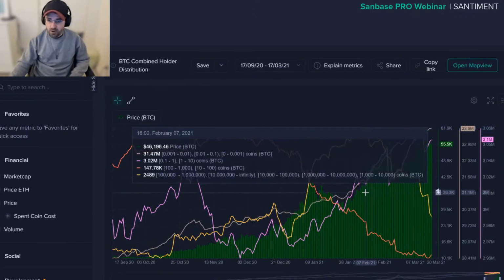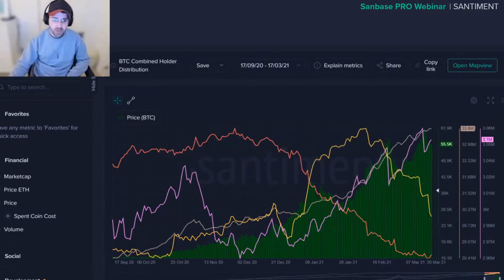The 1,000 or more addresses were at a peak of about 2476-ish or so back on February 8th. So give or take 5 weeks, 6 weeks ago. Now we're all the way down to about 2275. So that's a big drop that our model has been showing.